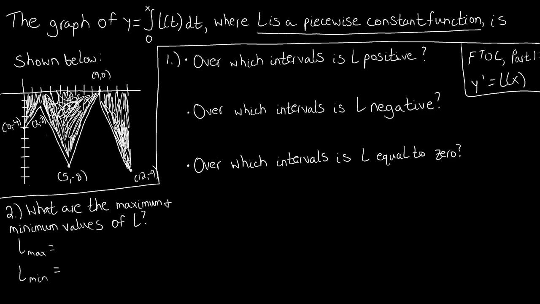For L to be positive, the slope of our graph has to be positive. For L to be negative, the slope has to be negative, so we have a good idea of where our intervals are there. Then this L equal to 0 is kind of interesting. We'll get to that here in a second.